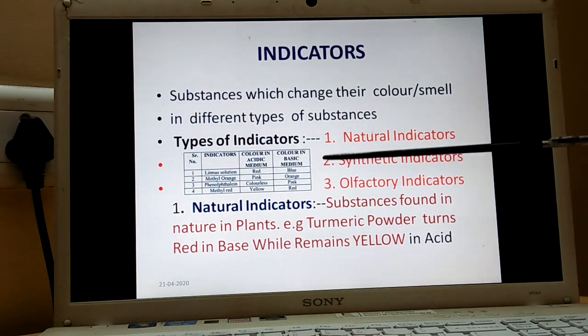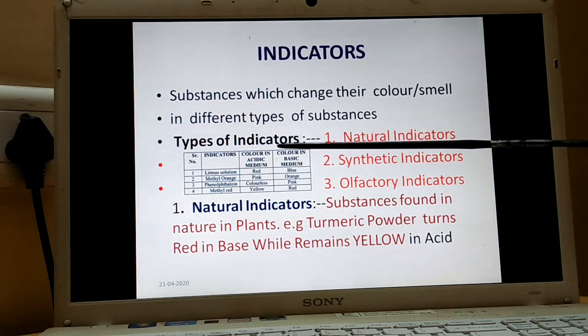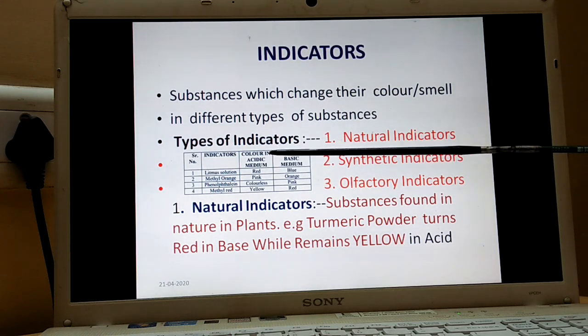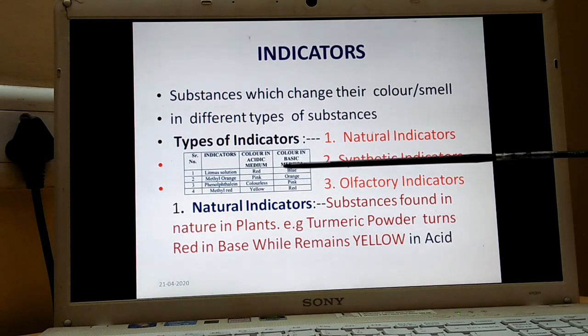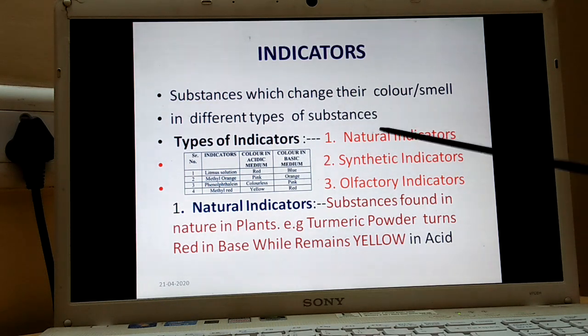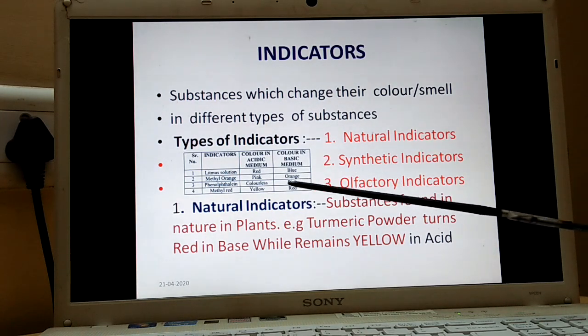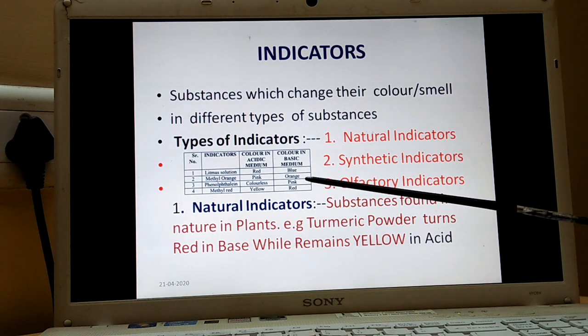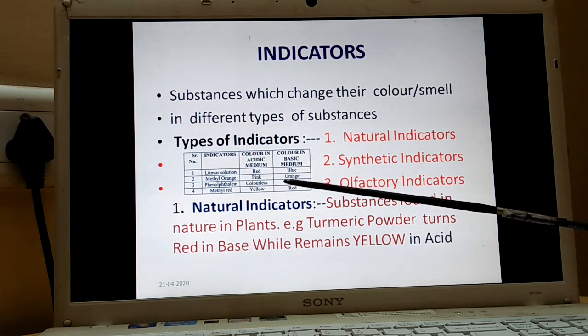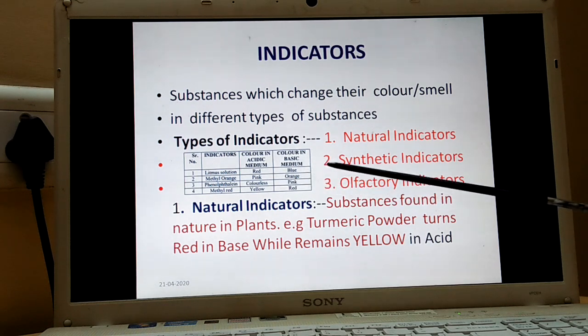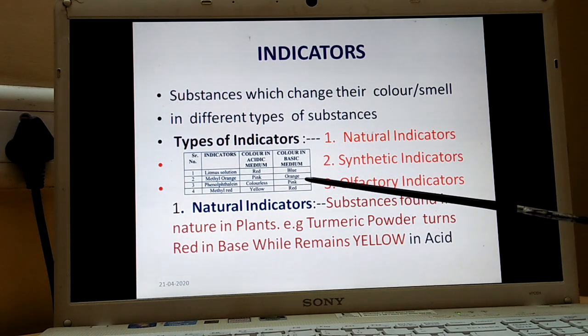Here in this table it is shown that if any drop of litmus solution is added in an acidic solution, it will provide red color, while if it is added into a basic solution, it will turn blue. Similarly, I can give you this example of phenolphthalein. If phenolphthalein is added in acidic medium, it remains colorless, while in basic medium, it will turn pink.